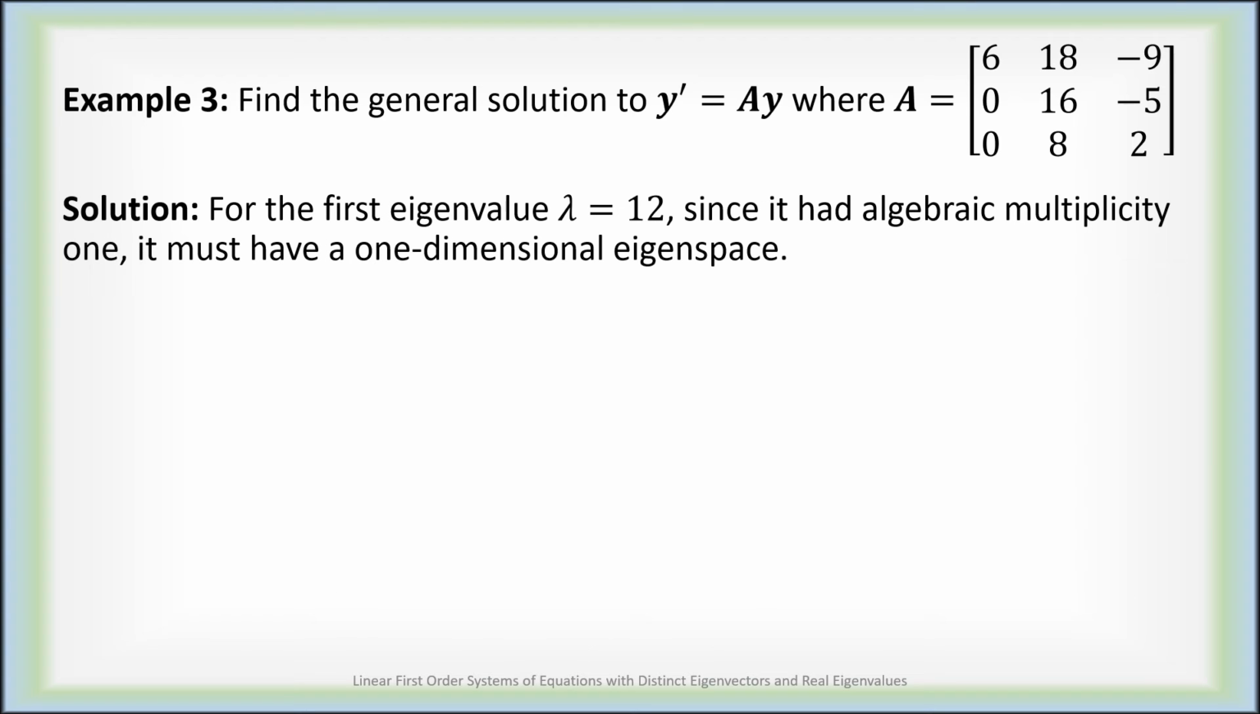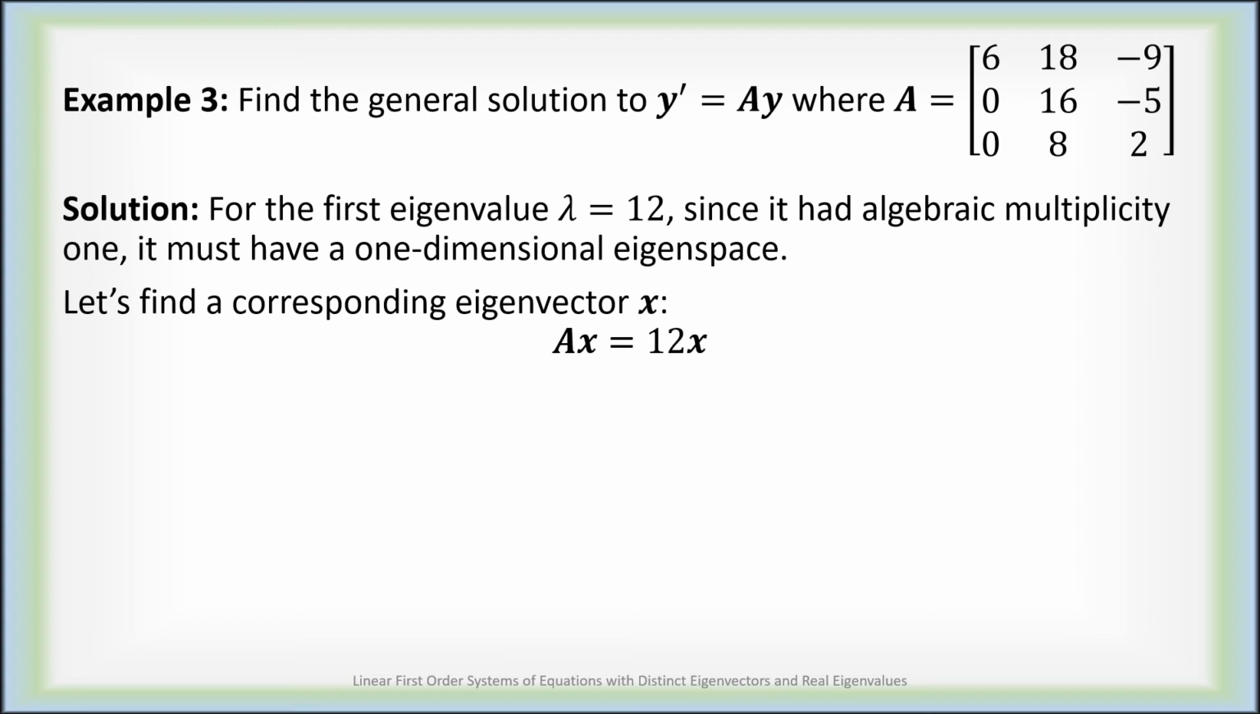So let's begin by working with lambda equals 12. It only had algebraic multiplicity 1. 12 minus lambda only appeared once as a factor of the characteristic polynomial. Therefore, it can have at most and at least a one-dimensional eigenspace. So we're going to find a corresponding eigenvector by solving Ax equals 12x. Represent x as a column of unknown constants.